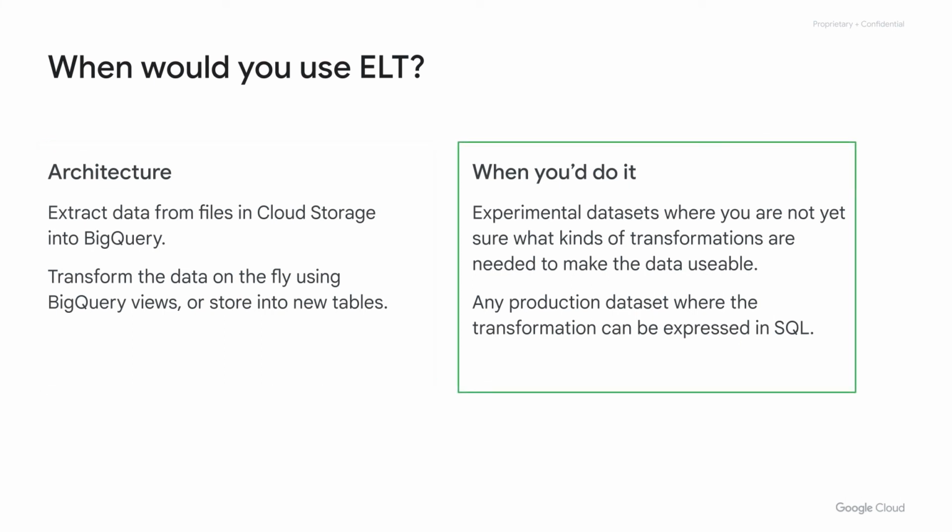When do you use ELT? One common case is when you don't know what kind of transformations are needed to make the data usable. For example, let's say someone uploads a new image. You invoke the Vision API and back comes a long JSON message about all kinds of things in the image, text in the image, whether there's a landmark, a logo, what objects. What will an analyst need in the future? You don't know. So you store the raw JSON as is.